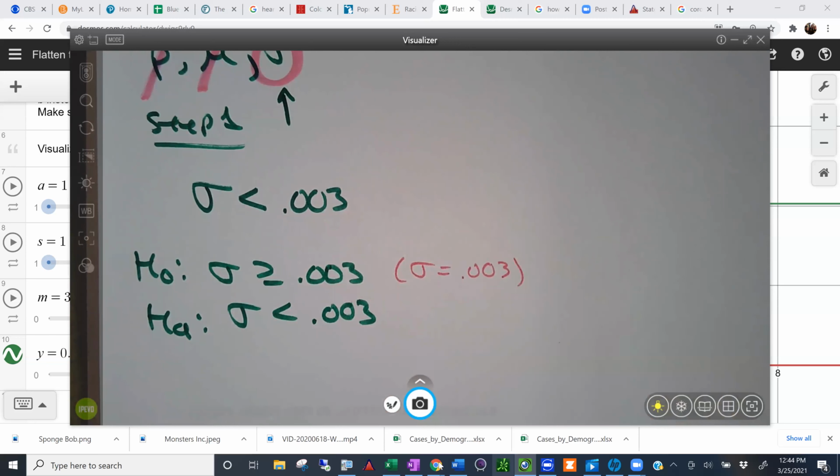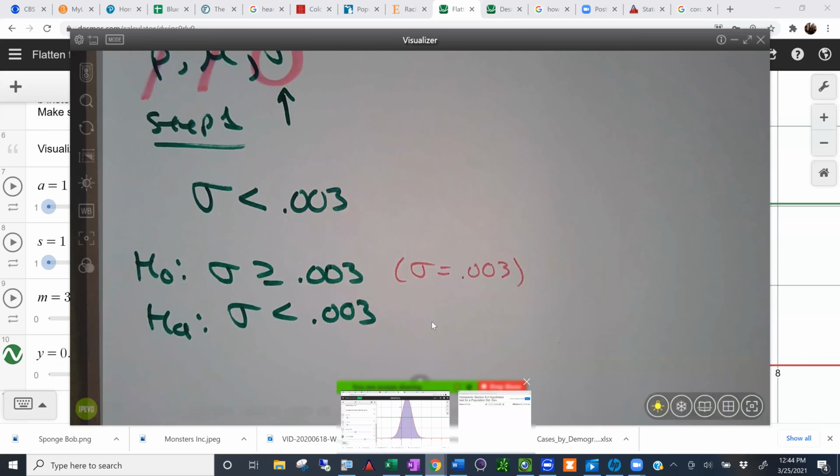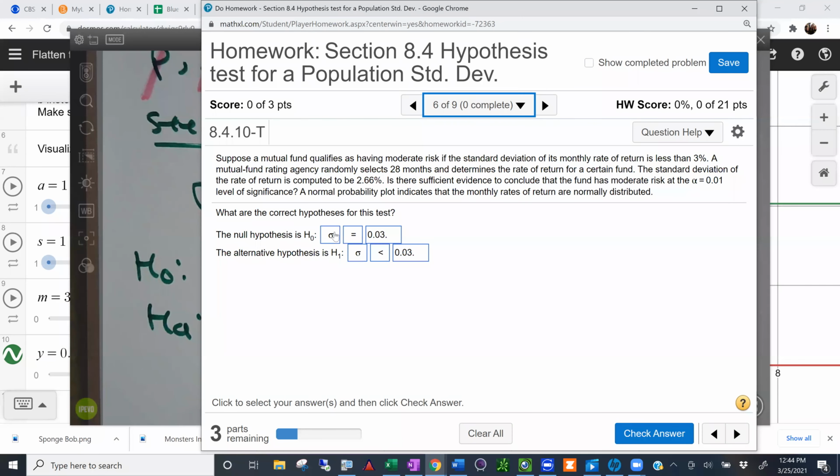So when you do your homework, you'll get something like this. You get a little pull down box. You have to choose the correct parameter, and then another box asking you to choose the correct symbol. And you have to do that for both your null and alternative hypothesis. So I'm just giving you a little heads up on something like that.